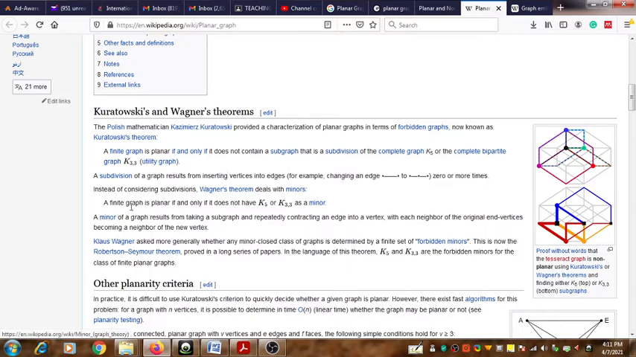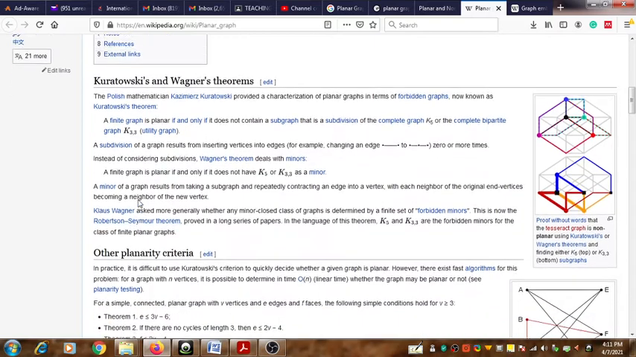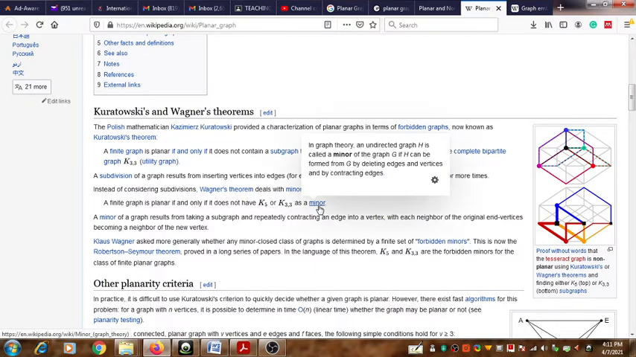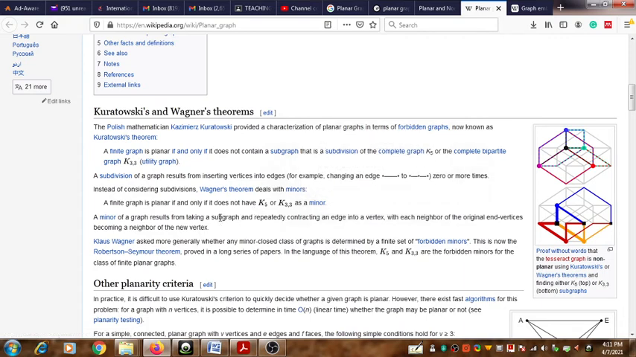Similarly, we have another important result, which states that a finite graph is planar if and only if it does not have K5 or K33 as its minor. So you need to know two related concepts in graph theory to make a clear understanding of these two results that we discuss here.